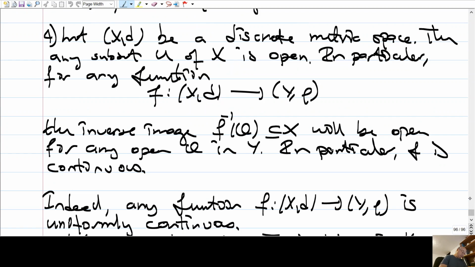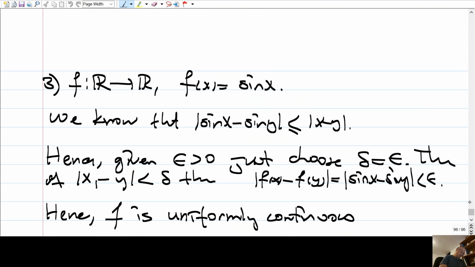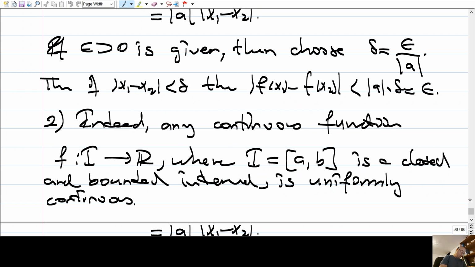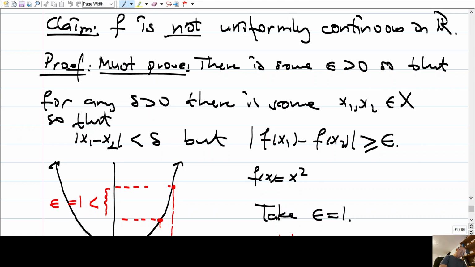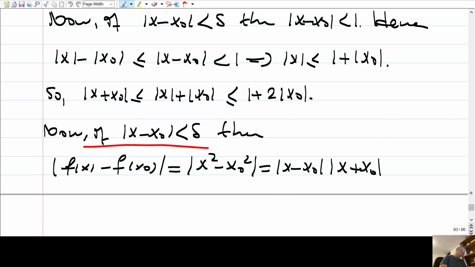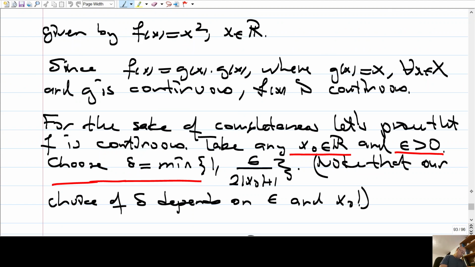Okay, let's start with what we were doing last time. We were discussing uniform continuity, right? Let me show you the definition.